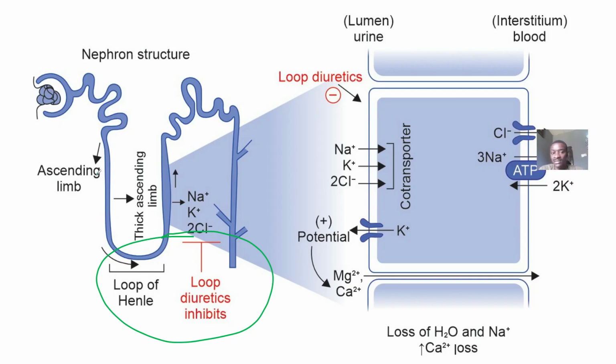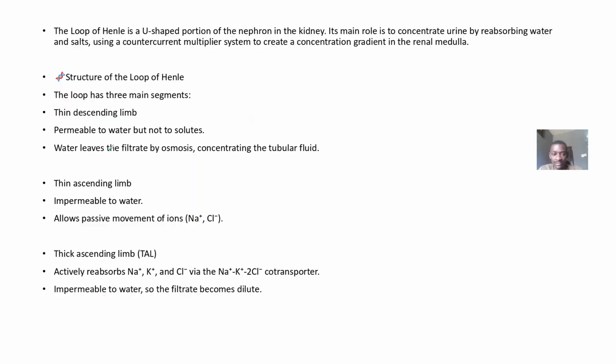You have the proximal convoluted tubule, then the descending limb, then the loop of Henle, then the thick ascending limb, then the distal convoluted tubule. So let's talk about the loop of Henle segment, and everything we need to know about this segment.